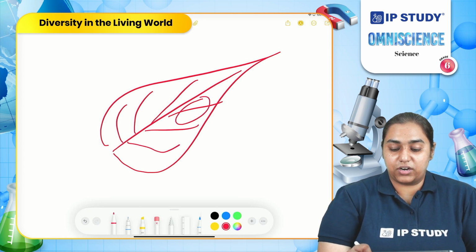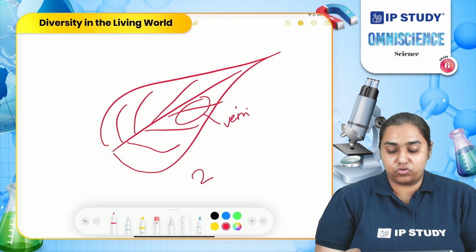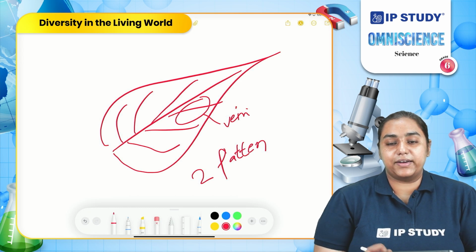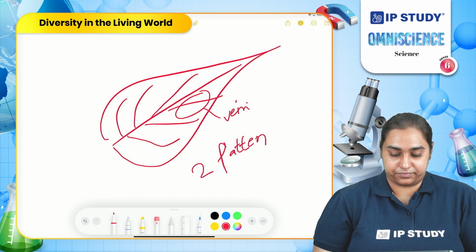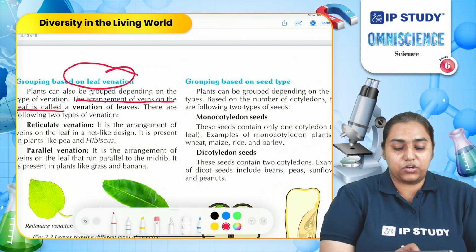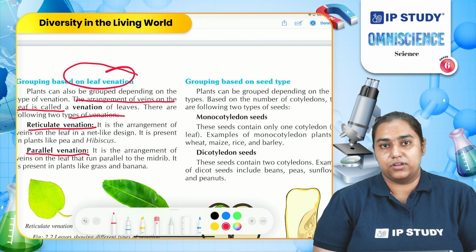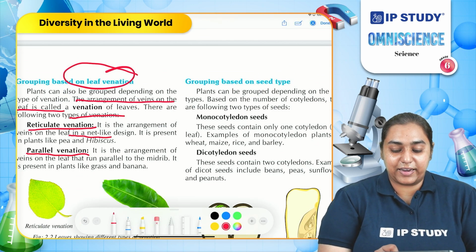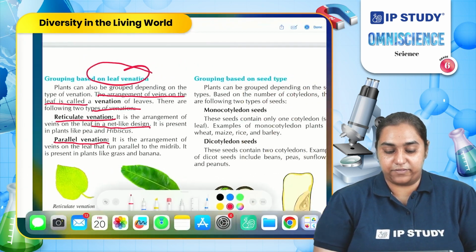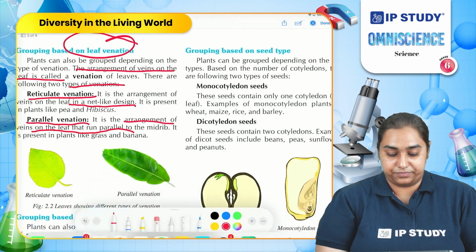This structure is known as vein. These veins form two types of patterns. This pattern helps in grouping the plants. There are two types of venations, reticulate venation and parallel venation. Reticulate venation is a net-like design, whereas parallel venation shows the arrangement of veins on the leaves parallelly.